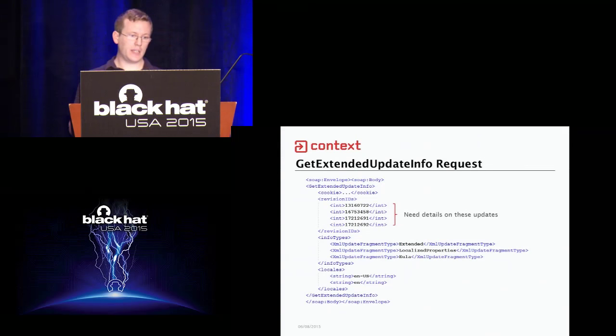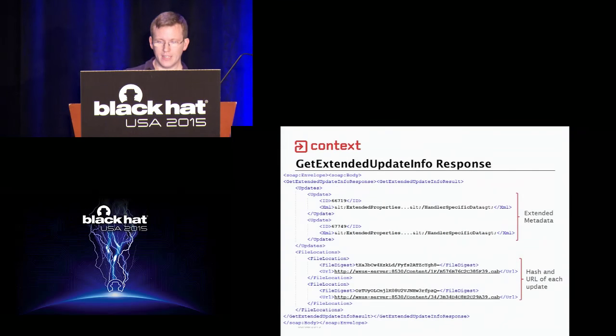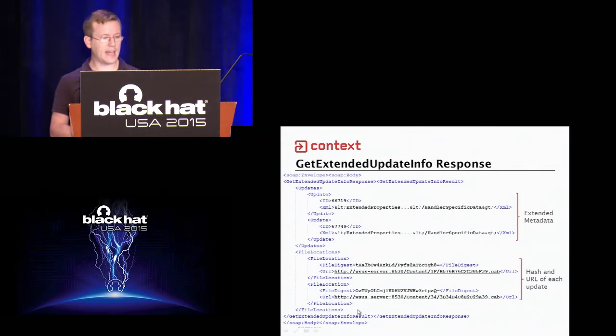So next, once the client's done those checks, it's decided which updates are applicable. It then does a call to get extended update info with a list of IDs that it wants to install. The server responds with this response, and there's kind of two parts here. At the top, each update ID has some more XML inside an XML tag that's XML encoded, and it's got a list of files. The files essentially say, these are the files you need to download, these are the hashes of the files.